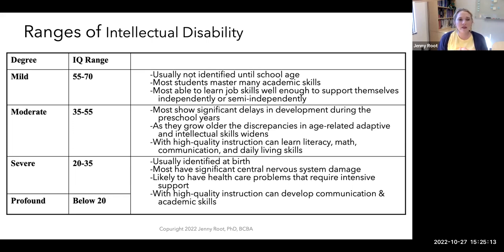But with high quality instruction, they are going to be able to learn to read, to do math, communication, daily living skills. Then individuals who are considered to have a severe to profound intellectual disability are going to be identified at birth, or this is going to be a result of some sort of trauma. They're likely going to have significant central nervous system damage, likely to have complex healthcare needs, but with high quality and intensive instruction, can develop communication skills the vast majority of the time, and perhaps some emerging academic skills.